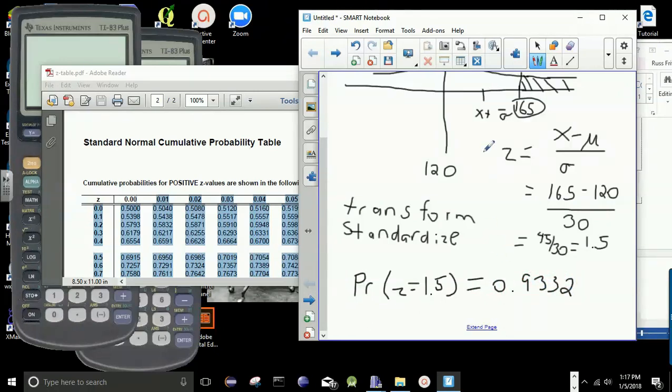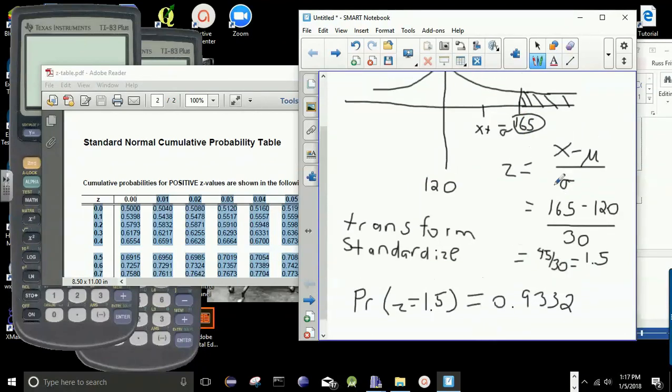Okay, so remember what this tells us. These probabilities are the areas to the left of the z-score. So we can write here, you see this 165 here, standardized, that's 1.5. Recall that these probabilities are the areas to the left. So that means this stippled area, this dotted area, has an area of 0.9332, or 93% of the area.